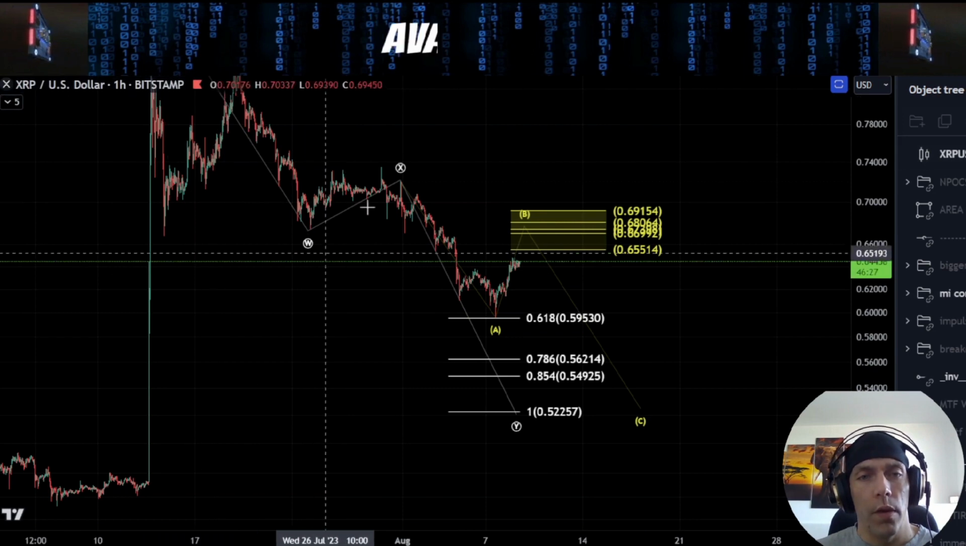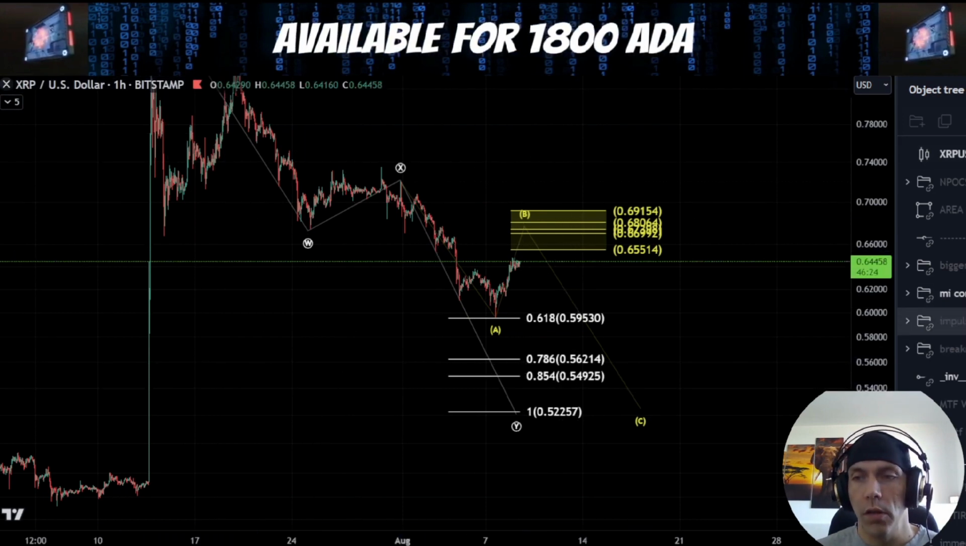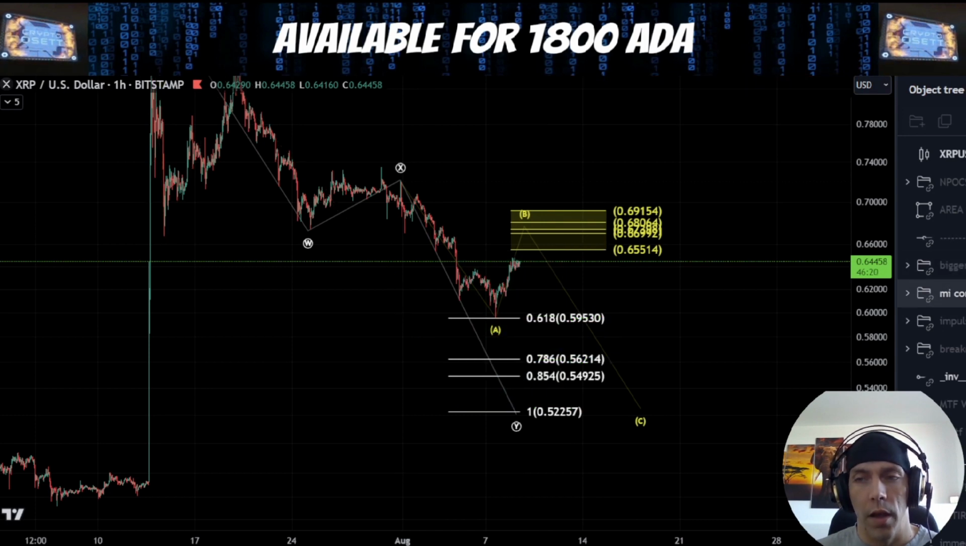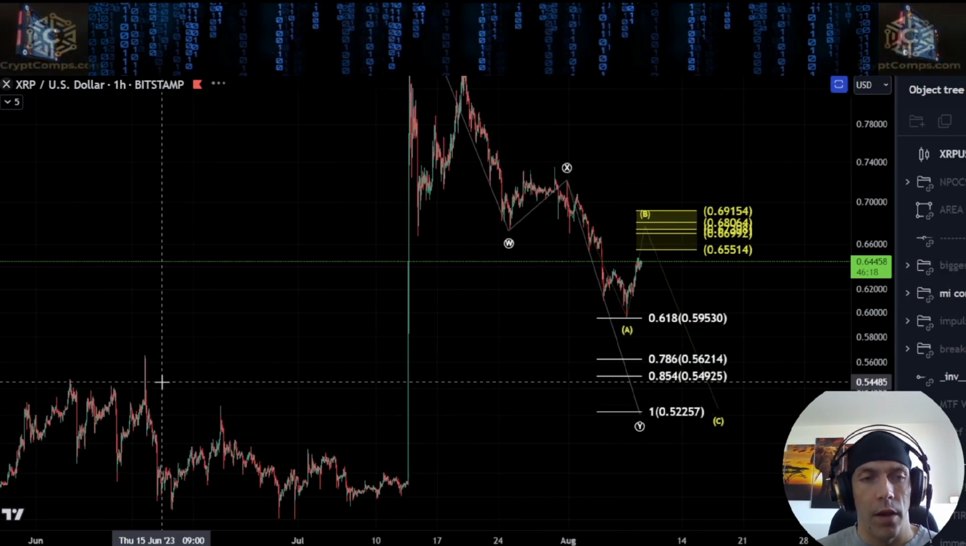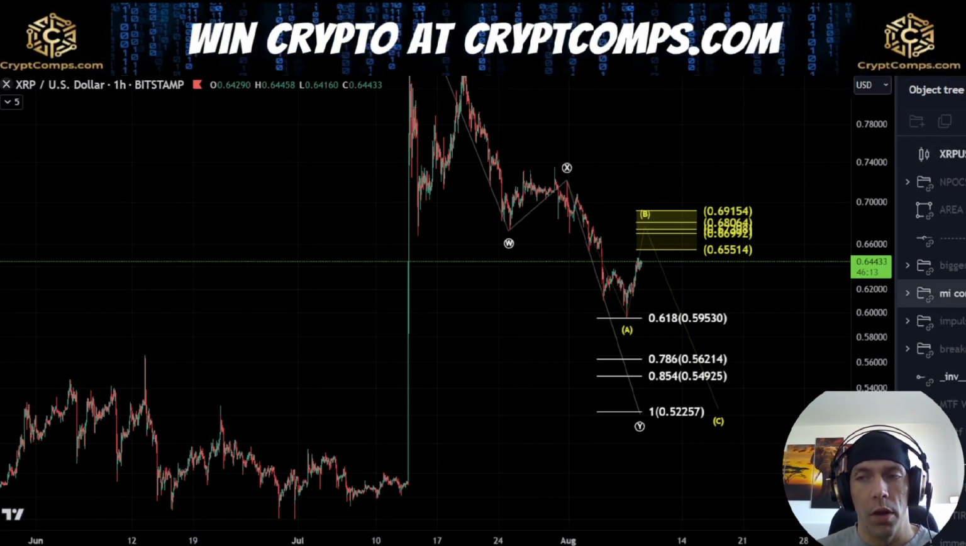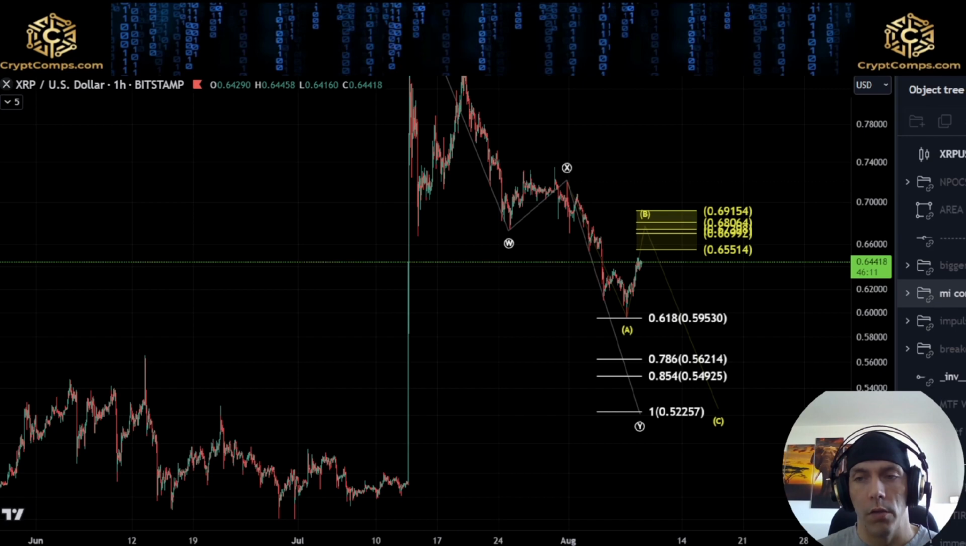If we do see a move like this play out to the downside, this would still align with the idea of coming into that 786, so that would keep this alive. It would, however, invalidate the idea of this being 1, 2, 3, and then a 4 and a 5. So we'd have to be very careful if we start breaking down into these zones.